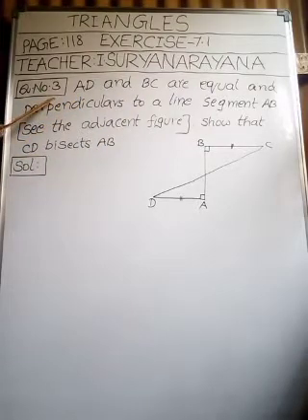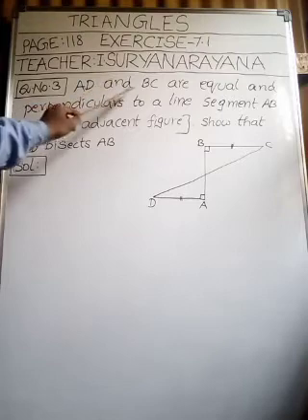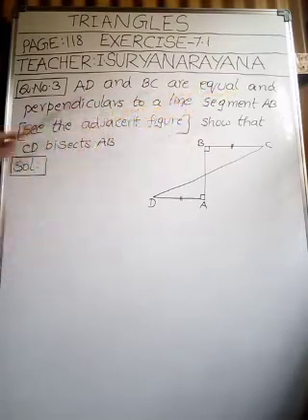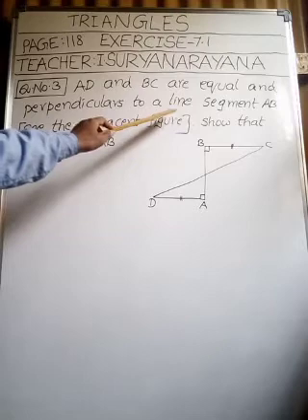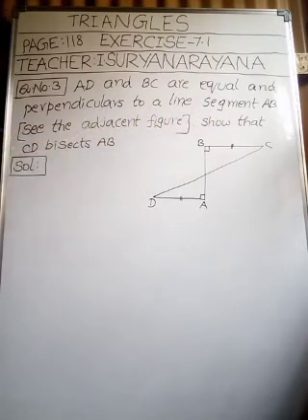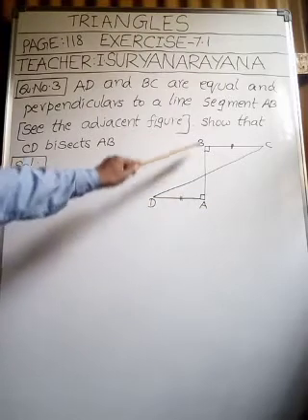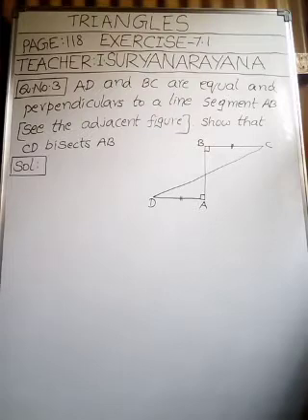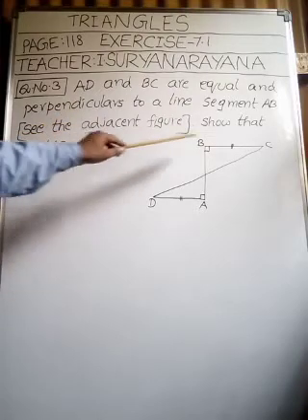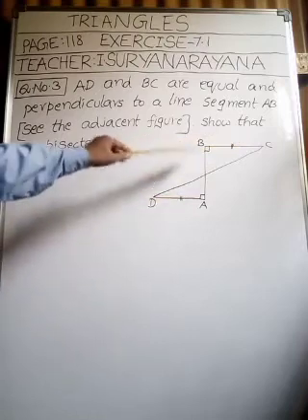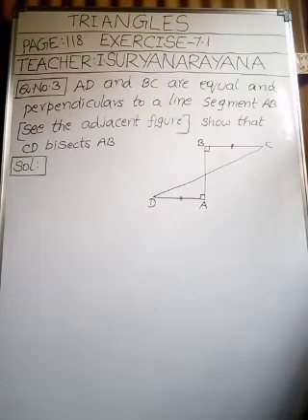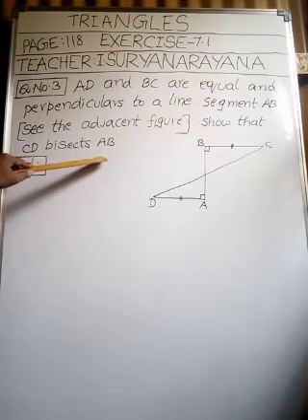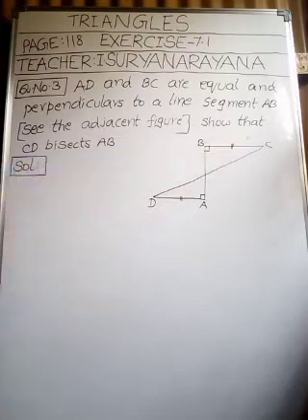Now come to the next question. That is question number 3. Third question. AD and BC are equal and perpendiculars to a line segment AB. Okay, my children. Observe this figure. Observe the diagram. Here AB is a line segment perpendicular to BC and AD. These are perpendicular lines. Okay, my children, understood? Then show that CD bisects AB. This line CD bisects AB.